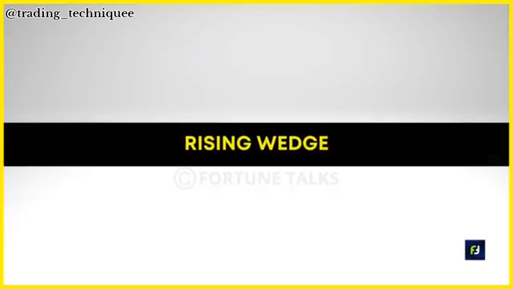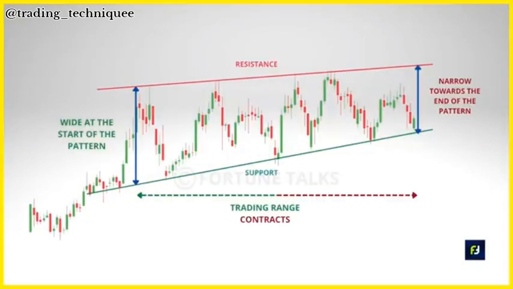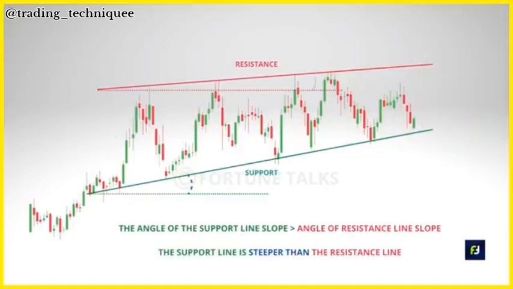Now moving to the last category of patterns, the wedges. We will start off with a rising wedge. A rising wedge is a popular bearish pattern. This pattern starts wide at the bottom and then contracts as the price moves upwards, and the trading range gets smaller towards the top. This pattern forms when the price consolidates between upward sloping support and resistance lines, where the slope of the support line is much steeper than that of the resistance slope.